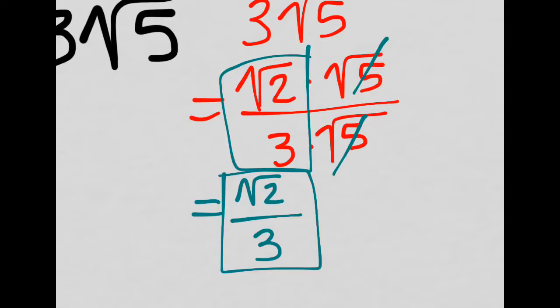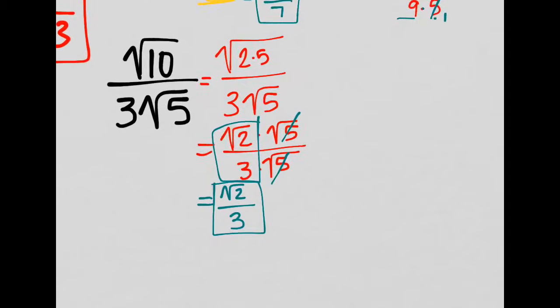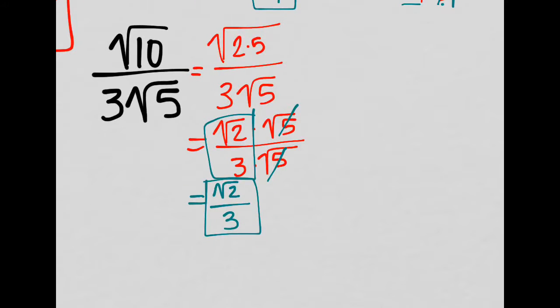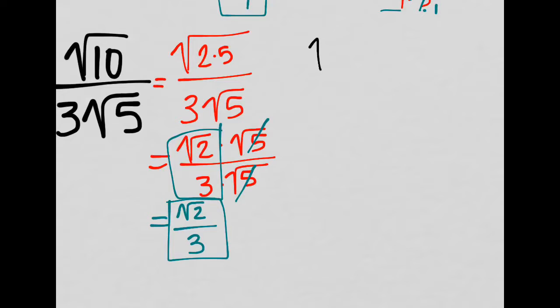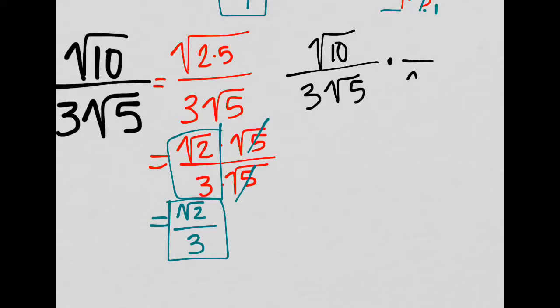Now, if you don't want to split it up that way, you could do exactly what we did before. You could say, I'm going to actually just kind of rationalize that denominator right away. And you can do that. It'll take you a little bit more work, but you can do that. Square root of 10 over 3 times the square root of 5. And you say, hey, I see that radical in the denominator, and I'm going to multiply by a 1. Go ahead and do that.